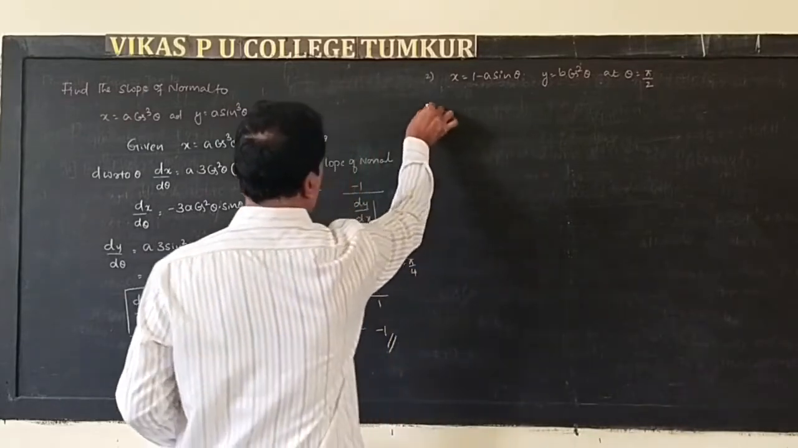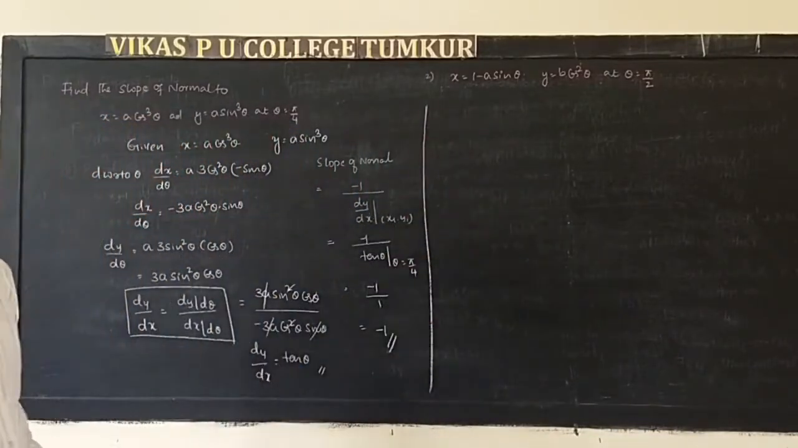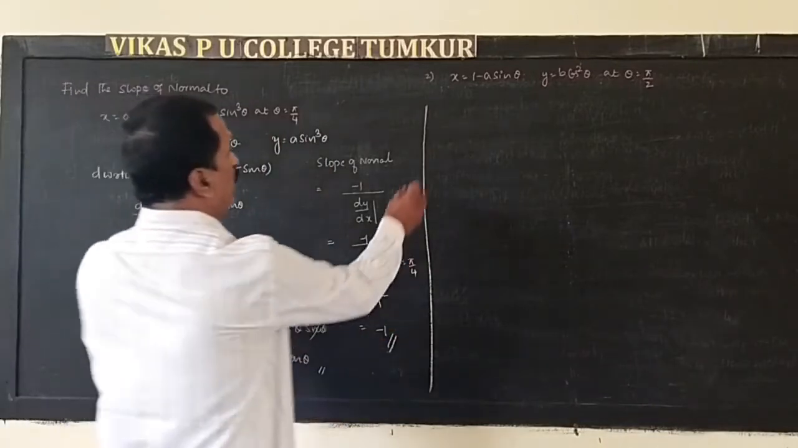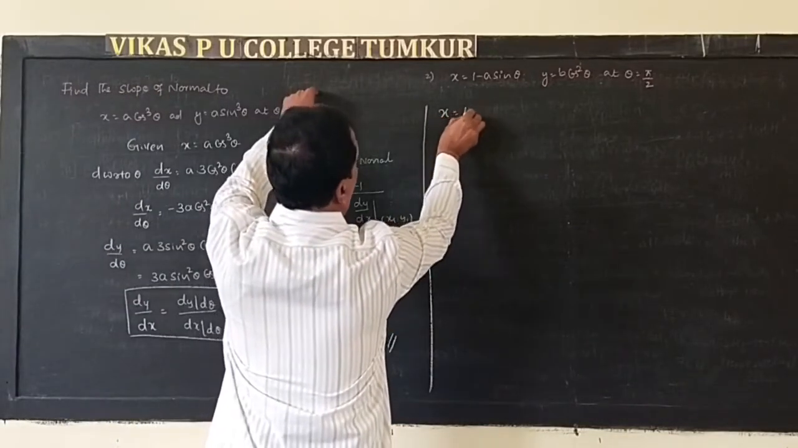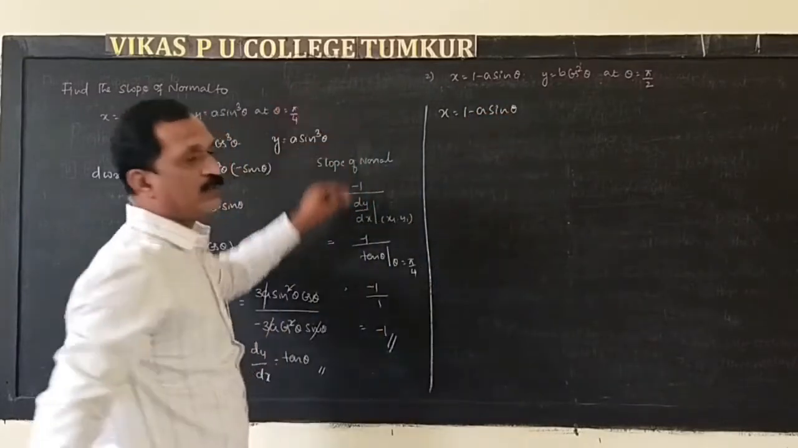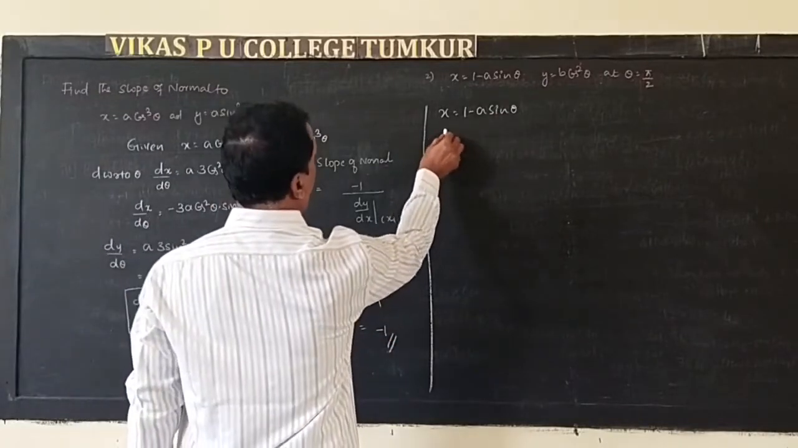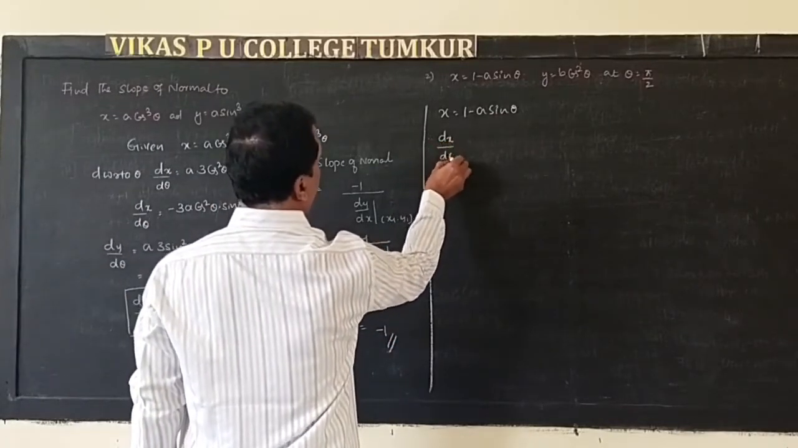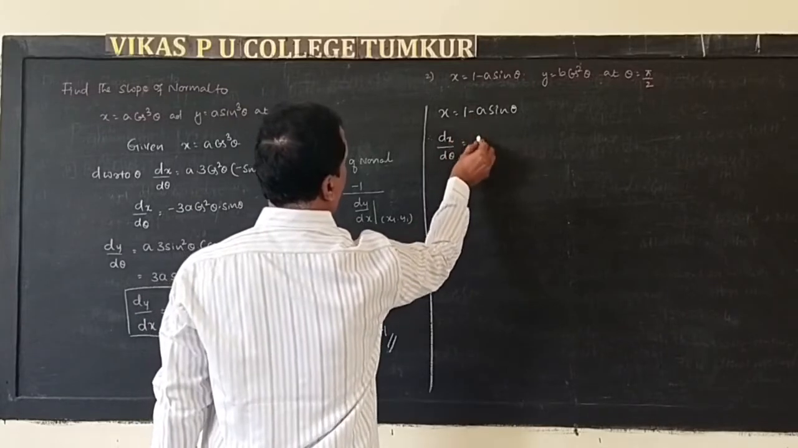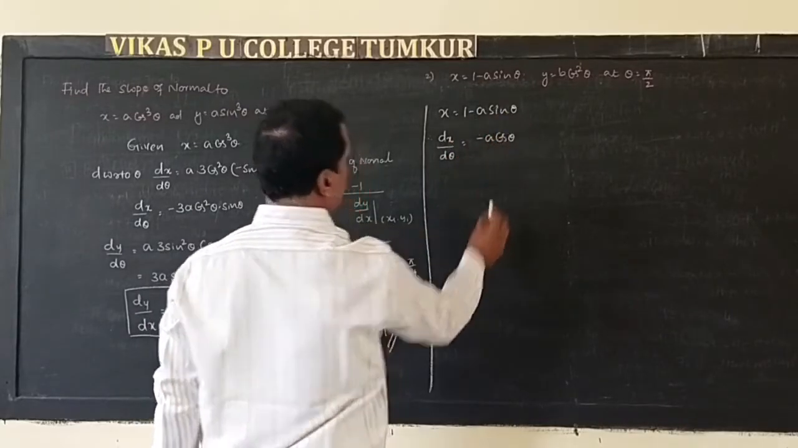This is your second problem. This is given to you. What is the value of x? x is equal to 1 minus a sin theta. So let me differentiate this. Therefore, dx by d theta is equal to 1 differentiated is 0, minus a times differentiation of sin theta, which is cos theta.